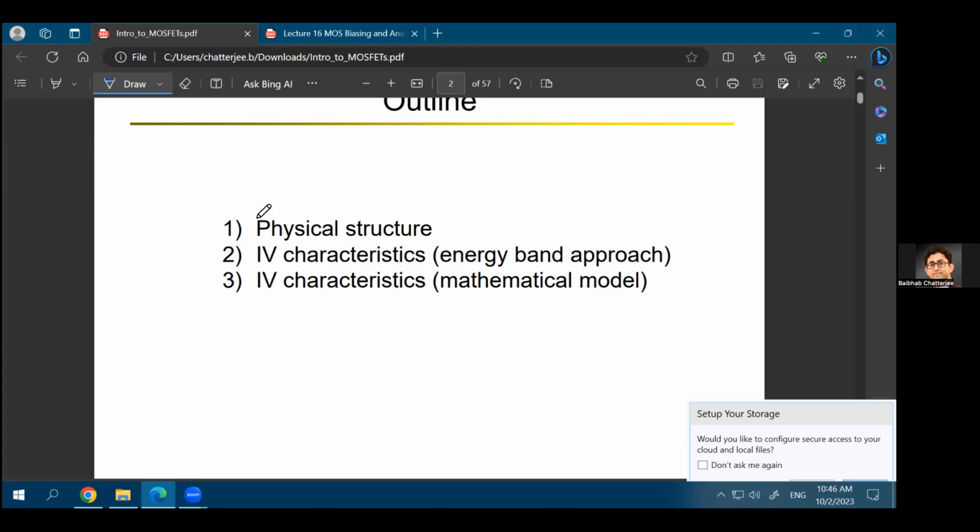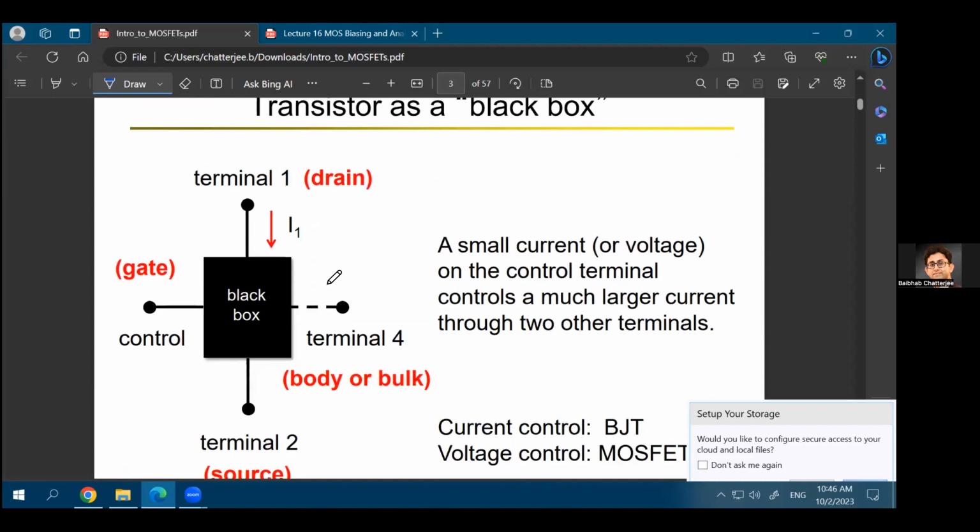How to build an amplifier, how to build single-ended and differential amplifiers, and then eventually an op-amp. That would probably cover the next 10 to 15 lectures at least, and then we'll come back to the concept of BJTs. Okay. So today, what we'll start with is the physical structure of a MOSFET.